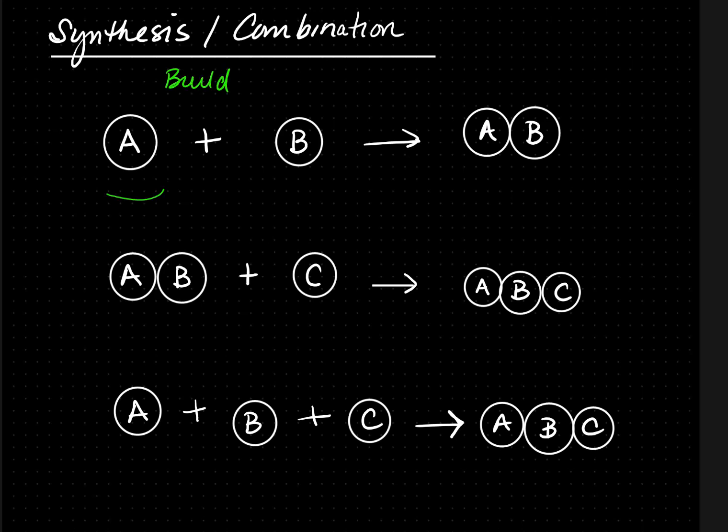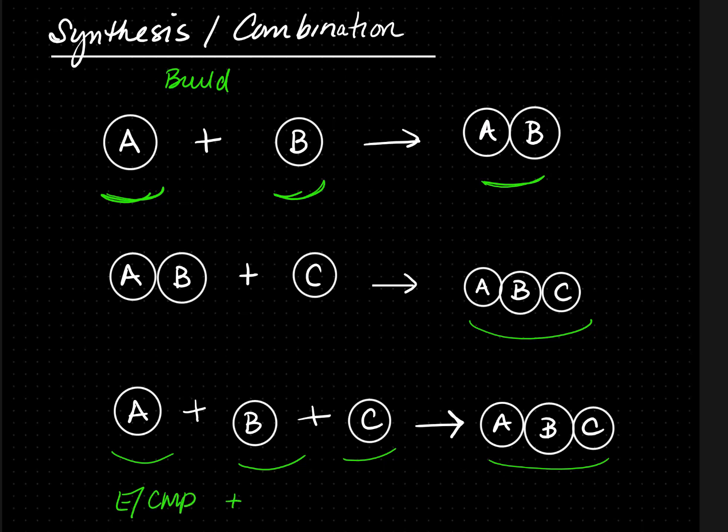So you could have an element such as A combined with an element B to produce a compound AB. So the elements combine to make one bigger product. Or you could have a compound such as AB and an element to make a larger compound. Or you could have multiple elements to make a compound. So the general format for a synthesis or combination is you can have an element and a compound plus an element or a compound and so forth, and it will just produce a larger compound.